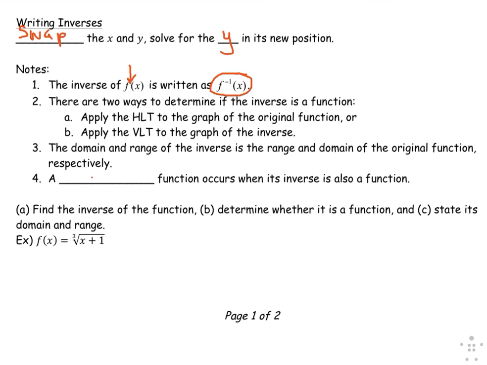Specifically, a one-to-one function is a special type of function, a subset of functions, that occurs only when its inverse is also a function. The reason this is called one-to-one is because every input of the domain is matched to one output of the range for the original function, and the same holds true for the inverse function, hence the name one-to-one.